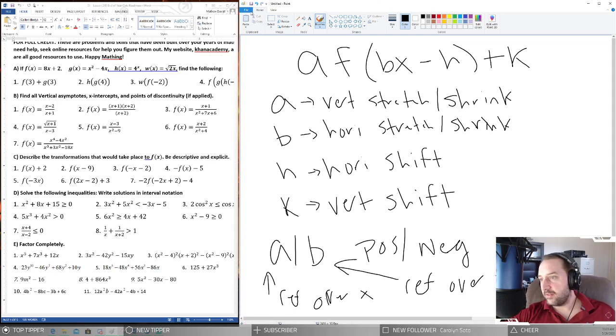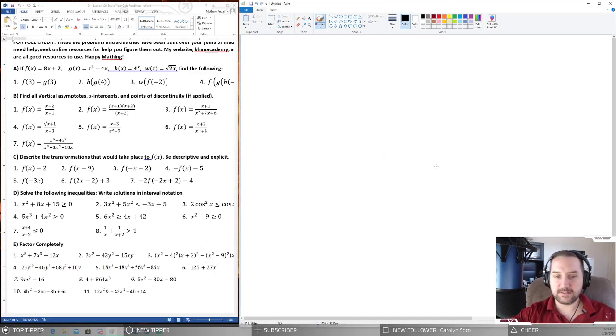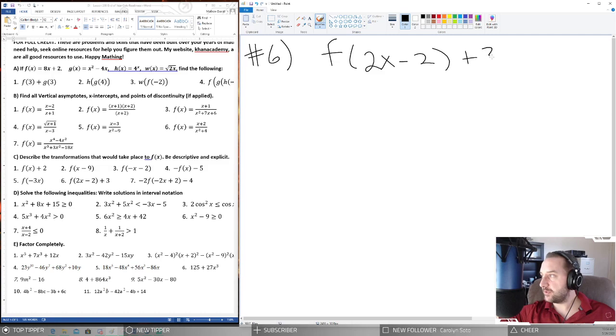So let's go over a few of these, and then if you guys need me to do a few of them, if you have any questions, we can go ahead and take a look at it. So I'll start with number 6. Number 6 looks like there's a lot going on with that one. Okay, so we have f of 2x minus 2 and then plus 3.